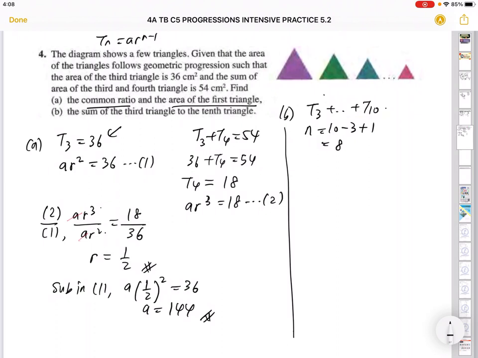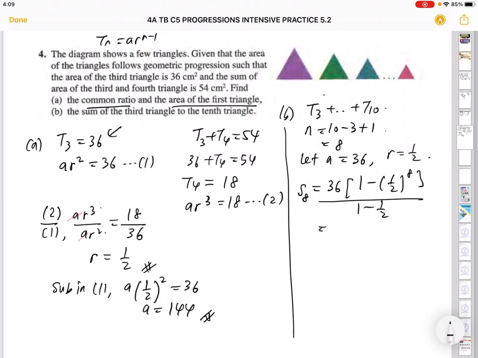So I need to let my first term be 36. I start counting from 36 and count the sum for the next 8 terms. That will be easier, right? My r is half, so S8 will be a times 1 minus r to the power n, 8, divided by 1 minus r. Now use your calculator, you should get 71 and 23 over 32. Now some students may want to use this because you know about this, right?